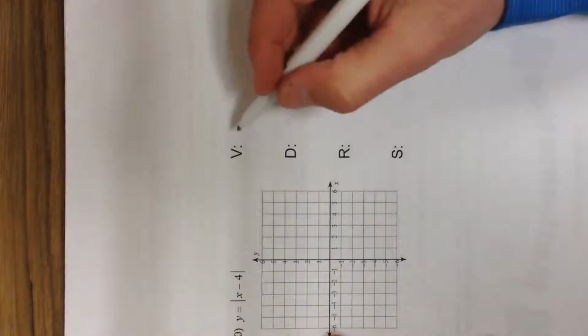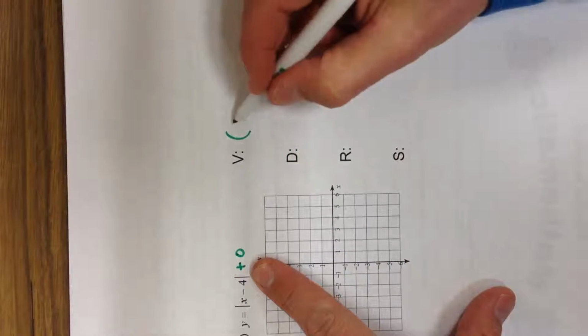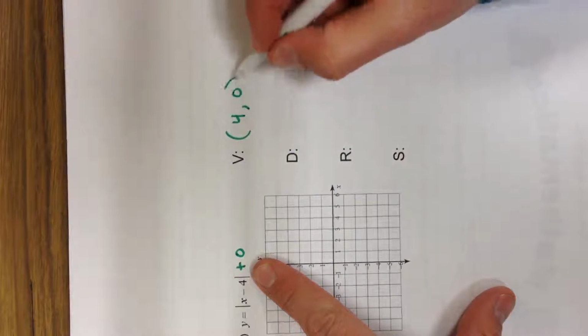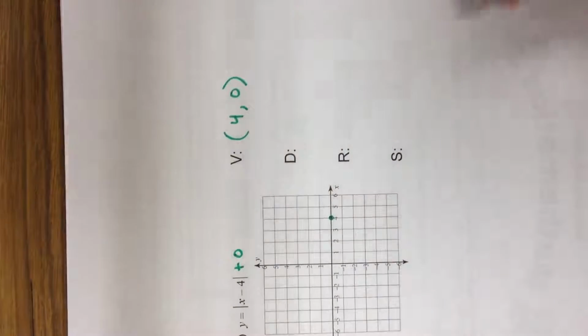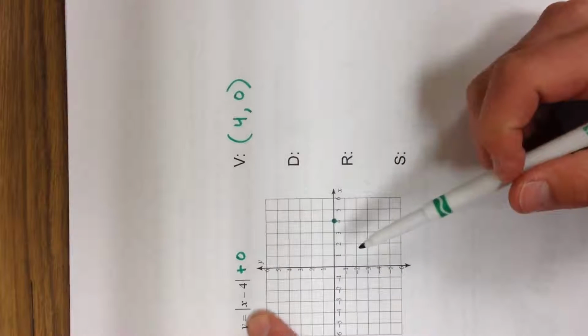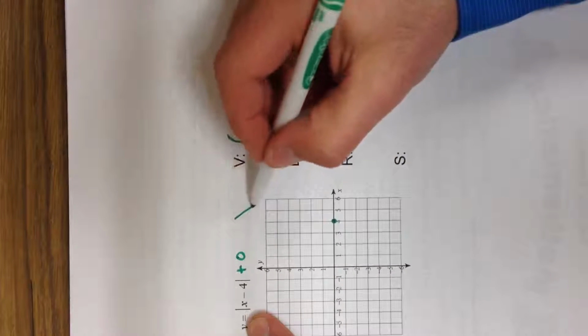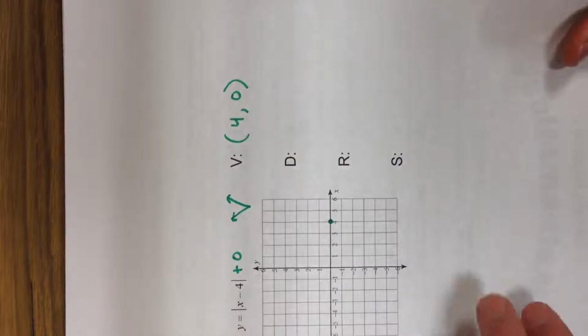This one I'm going to go kind of quick. It's key to see that the k is 0 here. So our vertex is 4, 0. 4, 0 is right here. Okay, so that's my point of inflection. And then I also know that this is positive, so I'm expecting this to look like that.